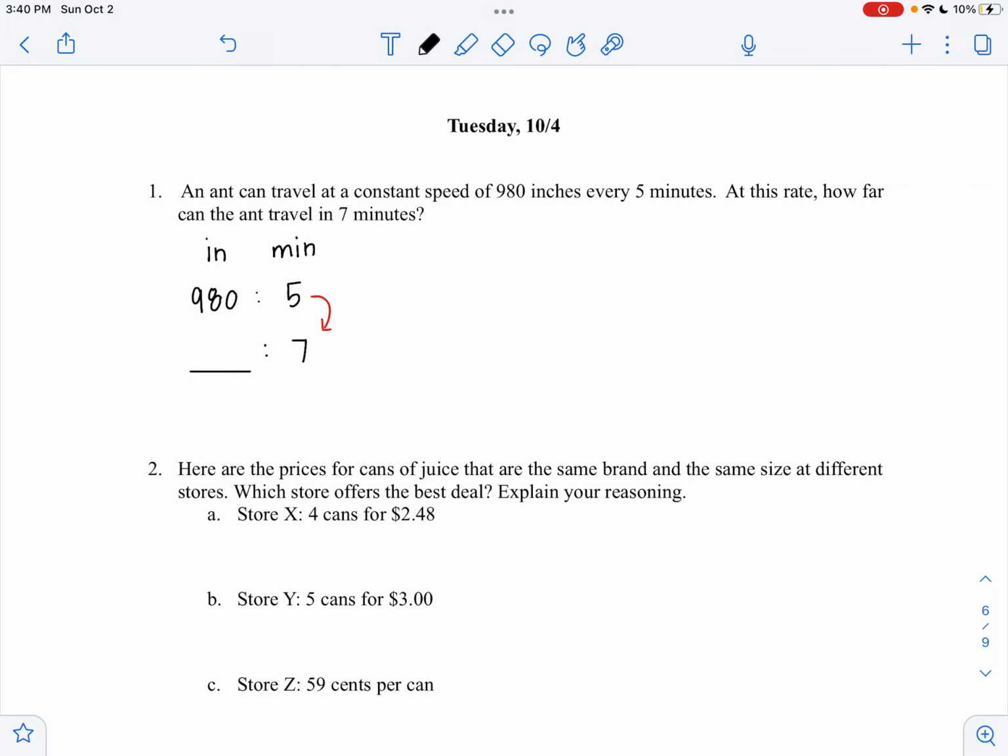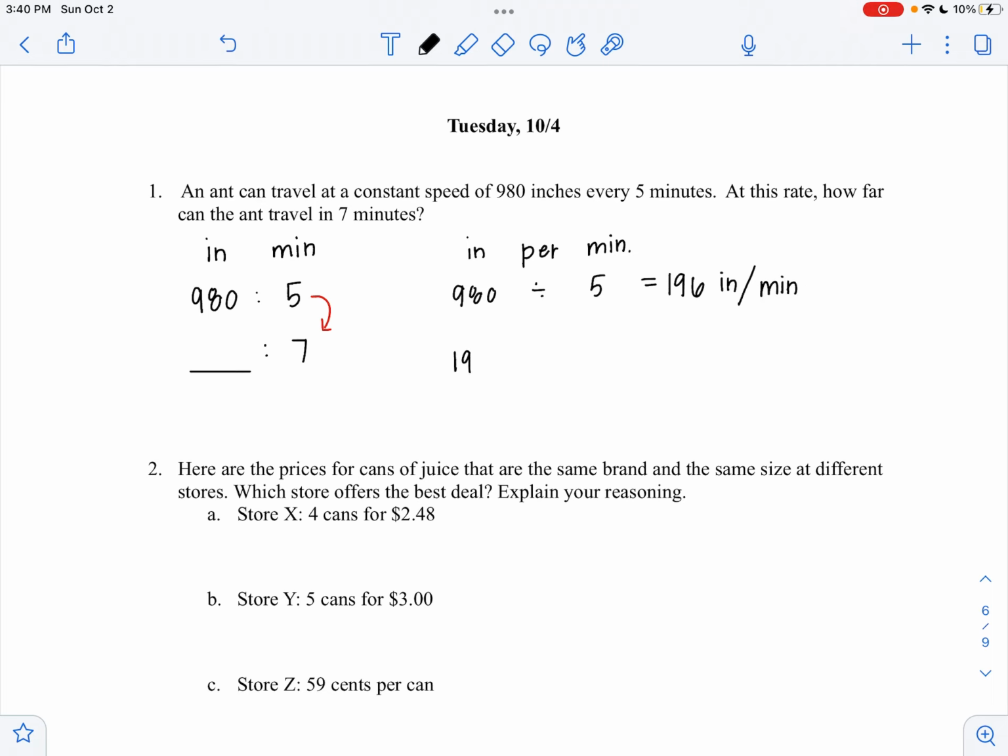An easier way to solve this problem might be to calculate the inches per minute that the ant travels, which we can do simply by dividing 980 divided by 5, since we know that the ant travels 980 inches in 5 minutes. This gives us a unit rate of 196. And don't forget the label. It's 196 inches per minute.